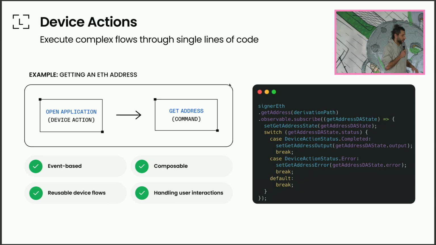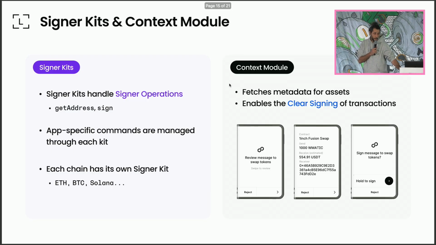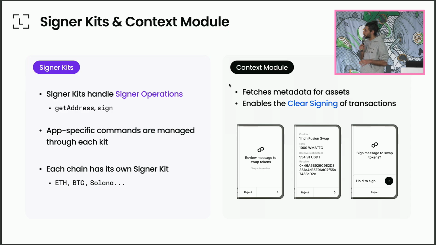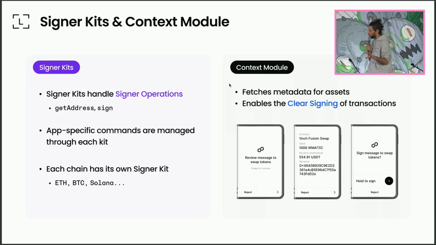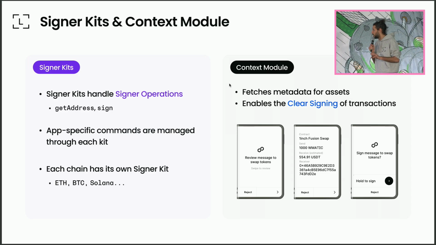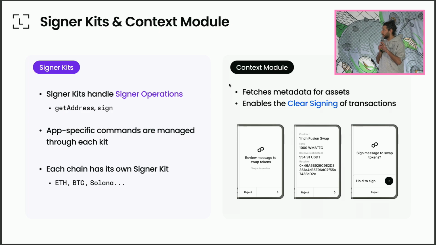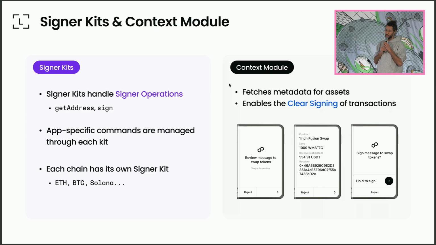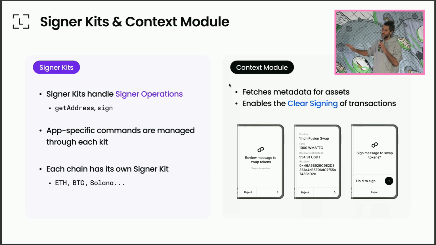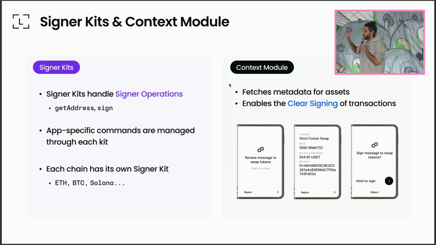So those are device actions. Signer kits, we already talked about it. We got one kit per chain application on the device. Then the other big new feature that comes along with the device management kit is the context module. The context module allows you to clear sign for your users.